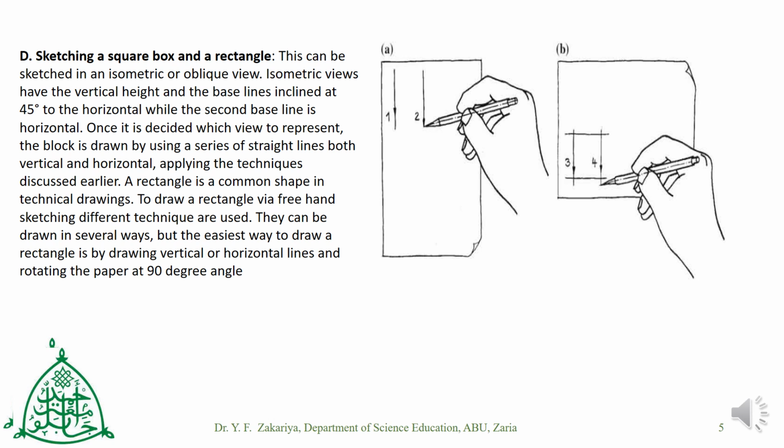Isometric views have the vertical height and the baseline inclined at 45 degrees to the horizontal, while the second baseline is horizontal. So there is a diagram at the bottom of this point to buttress the point that I have been explaining. My colleague will take over from where I stop.